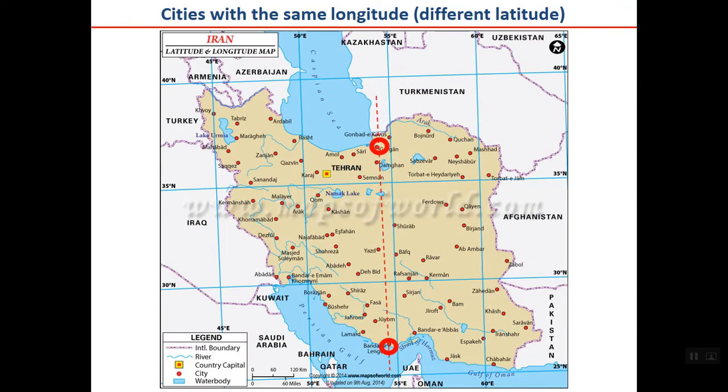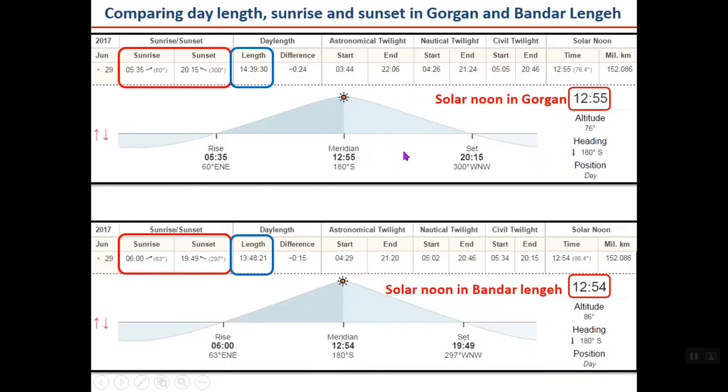Let me give you a numerical example, for two cities in Iran. Consider two cities, one in the north, Gorgan, and the other in the south of Iran, Bandar Lengeh, which are approximately on the same longitude. Here I wrote: cities with the same longitude and different latitude. If you calculate, there are online tools on the internet you can check with. For example, for sunrise and sunset for these two cities, you can see that the sunrise in Gorgan is, for example, 5:35, and here it is 6, for example. And the day length, as you can see, is different for these two cities.